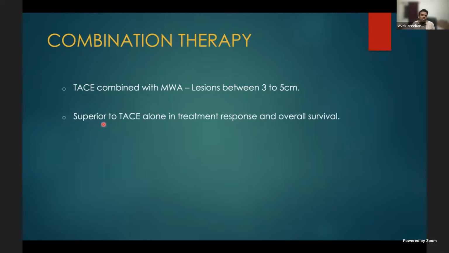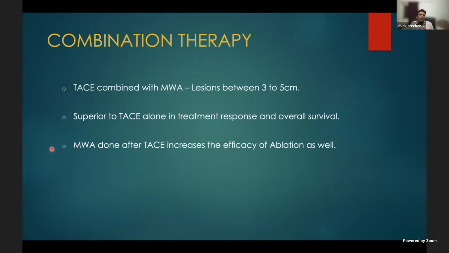This combination therapy is superior to TACE alone, because with chemoembolization we are looking at a palliative intent with a recurrence rate, and we have to keep the patient on follow-up. So the combination therapy is superior to TACE alone in treatment response and overall survival. What we do in routine practice is first TACE, and then within 48 hours, we do the microwave ablation. After doing the TACE, the microwave ablation's efficacy is enhanced as well.